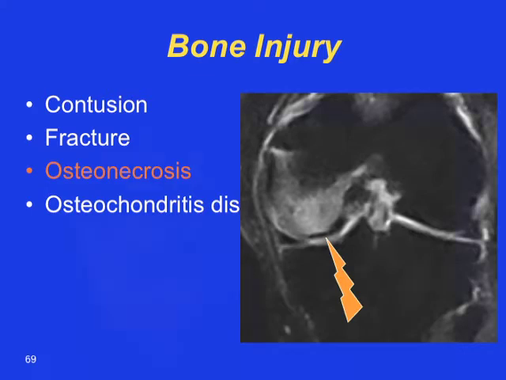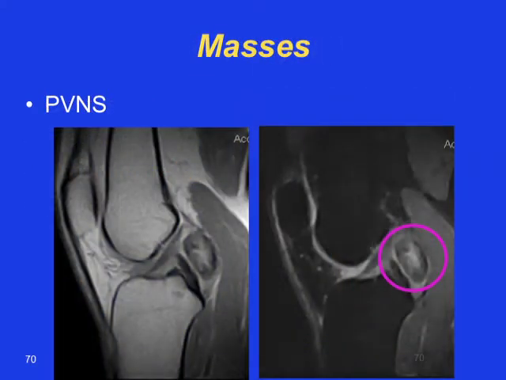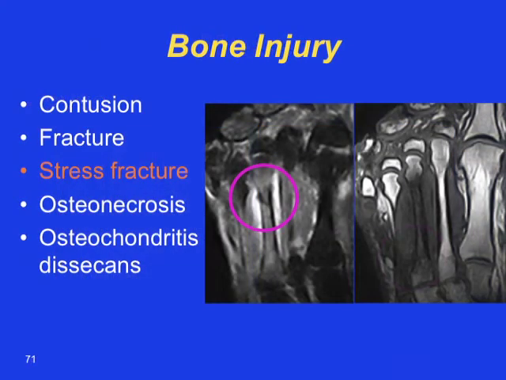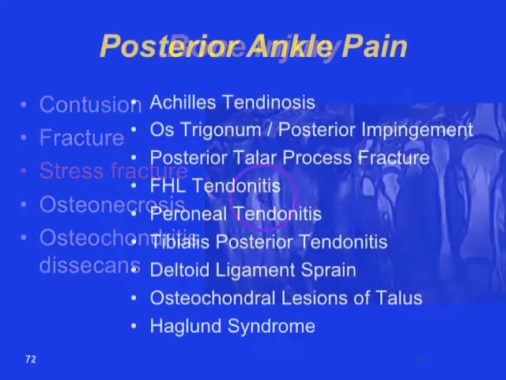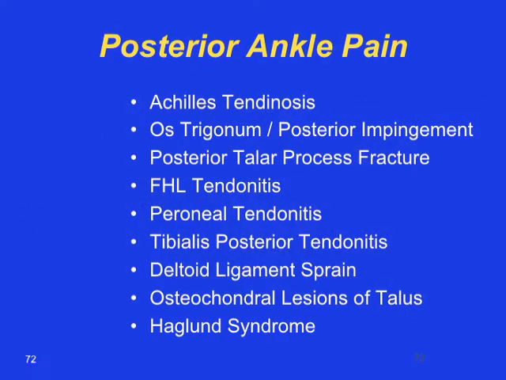We look at osteonecrosis, we look at maybe a pigmented villonodular synovitis, stress fractures, very common in our osteoporotic elderly patient population and really very easily diagnosed by MRI. The causes of posterior ankle pain, if you have anybody who does foot and ankle in your practice in particular, they will tell you how valuable this is to make a diagnosis for them.